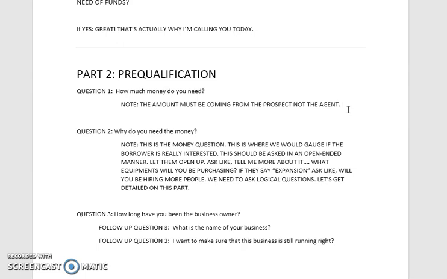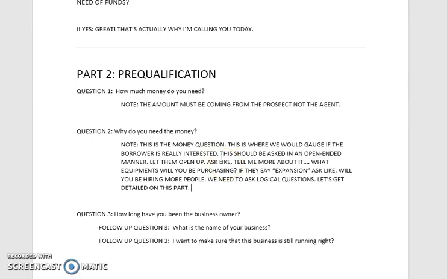No, not like that. Okay? So, how much money do you need? Second question, why do you need the money? Again, we've been talking about this a lot of times already, and this is the money question. This is where we should be able to build rapport, establish a connection, and this is where we get detailed. Now, this is where we should gauge if the borrower is really interested.